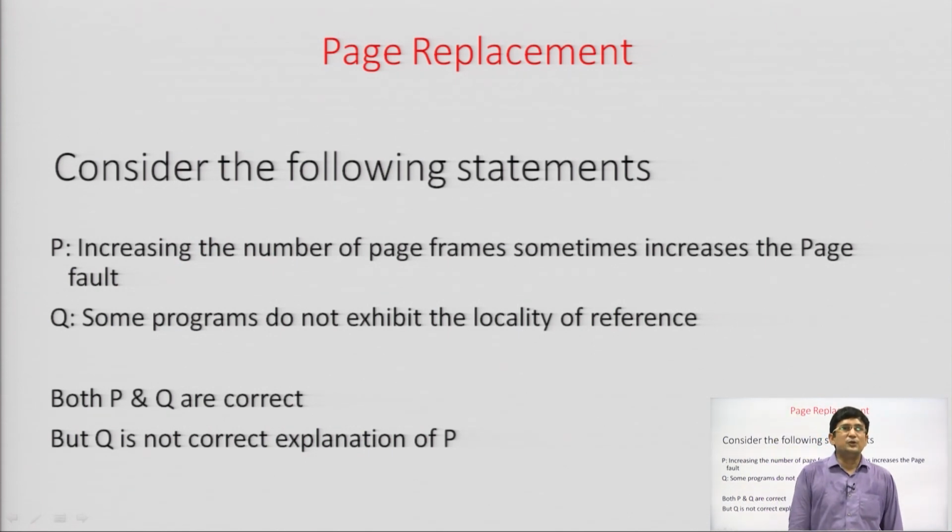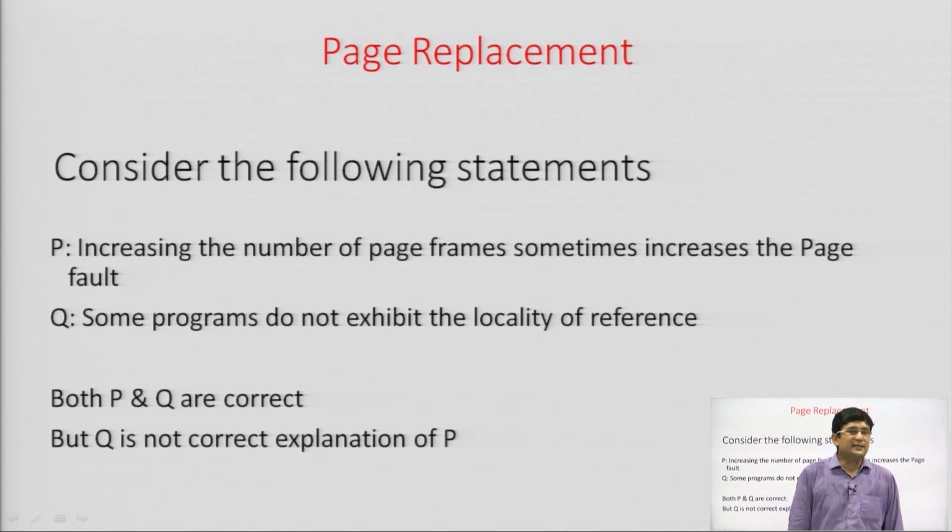Now, let us take this question. P: increasing the number of page frames sometimes increases the number of page faults. Q: some programs do not exhibit the locality of reference. Both statements are true, because we have still not proven that by increasing the number of frames, the number of page faults reduces. In fact, there are some schemes in which it does not reduce, it increases. So, the P statement says that increasing the number of page frames sometimes increases the number of page faults. Yes, it is true.